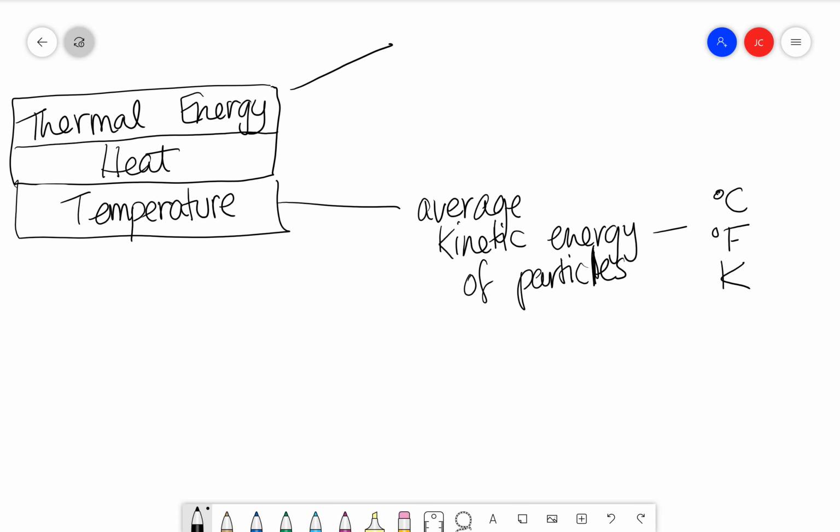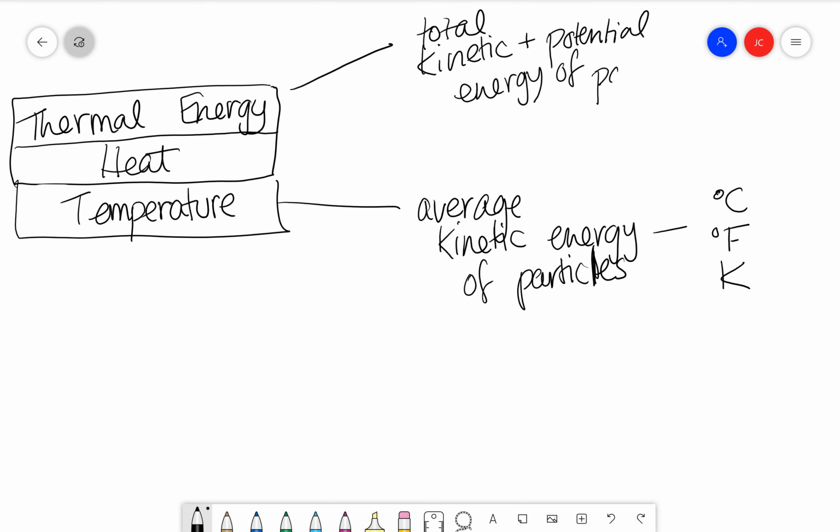Thermal energy is the total kinetic and potential energy of the particles. So this is a different metric. We would take every single particle, theoretically again, and get all the kinetic and the potential energy of each particle and add them all together. And when we add them all together, we'll get the thermal energy of that object.